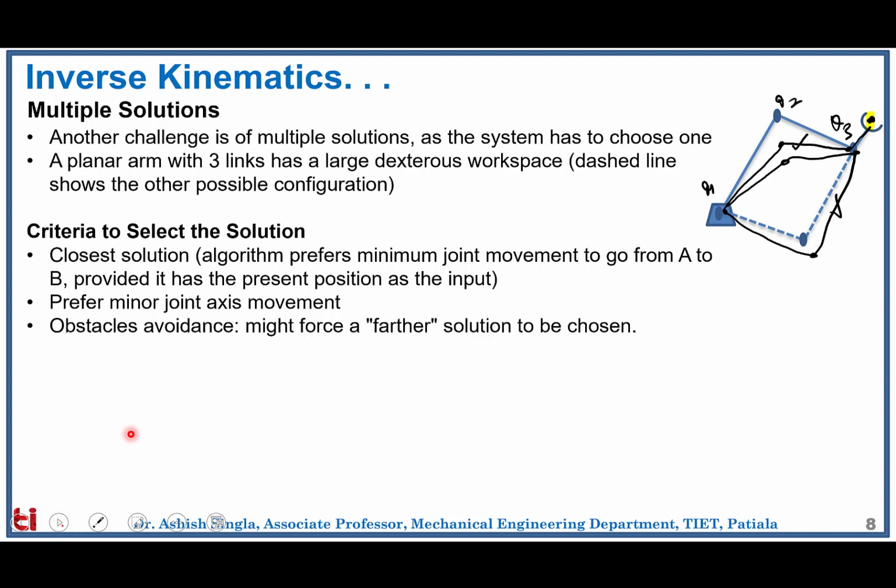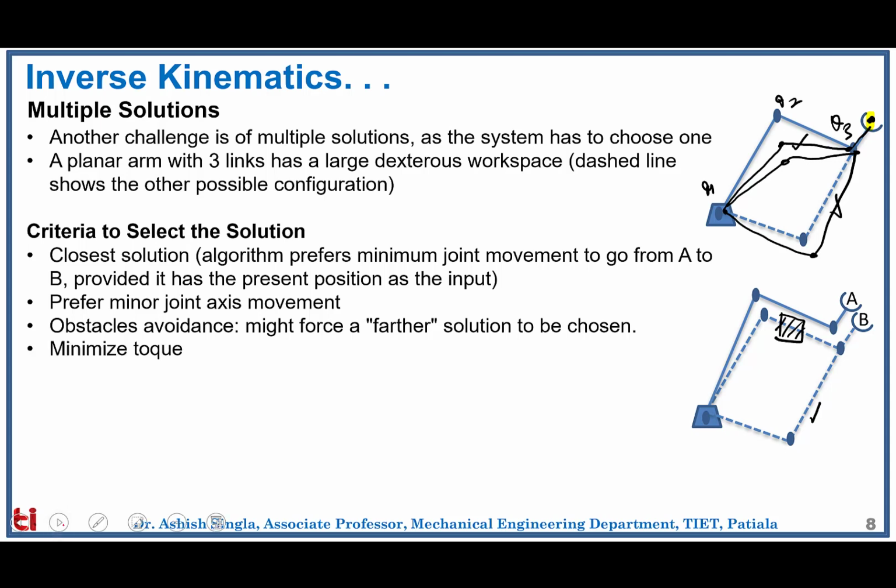Next comes obstacle avoidance, because if let's say there is some obstacle over here, then certainly the upward solution is not possible because it will result in hitting the obstacle. So in that case, the algorithm should prefer the second solution, or the algorithm can be designed to choose the solution which results in minimum torque requirements.